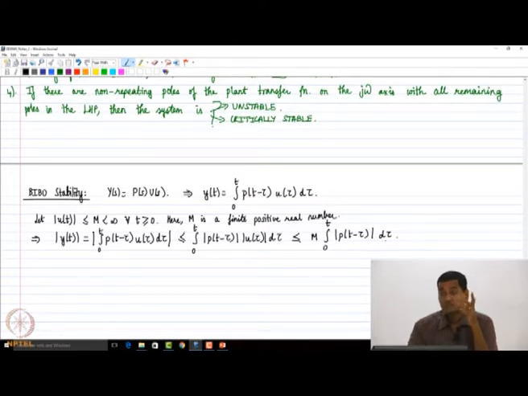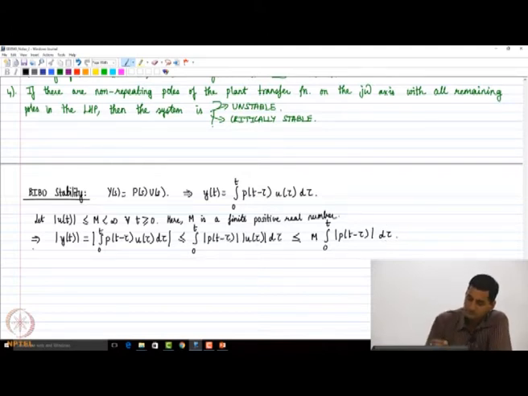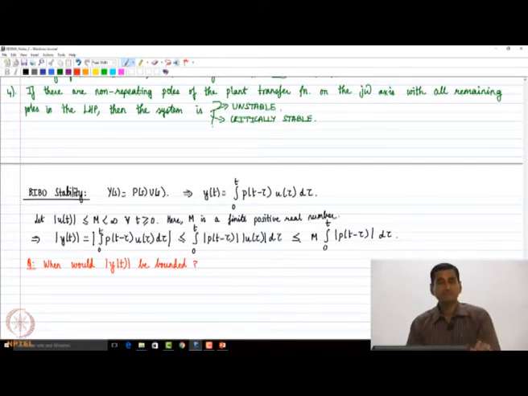Now, please remember, what was p of t? It was what is called the impulse response function. If you recall the physical meaning of p of t. So the question that we would ask ourselves is, when would the magnitude of y of t be bounded, given this expression? When do you think the magnitude of y of t will be bounded?